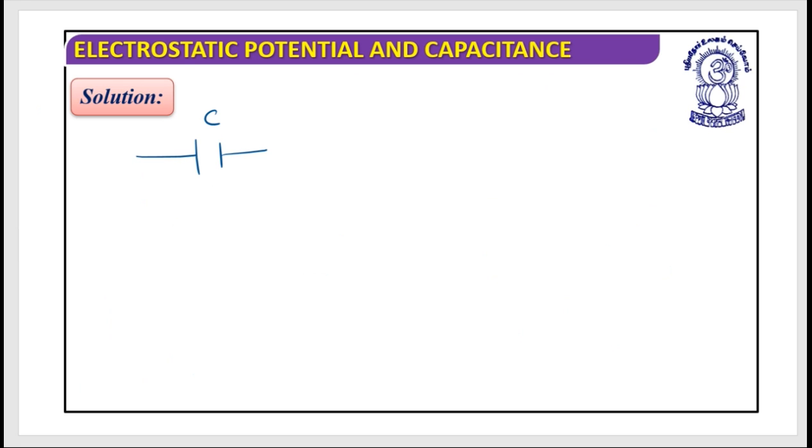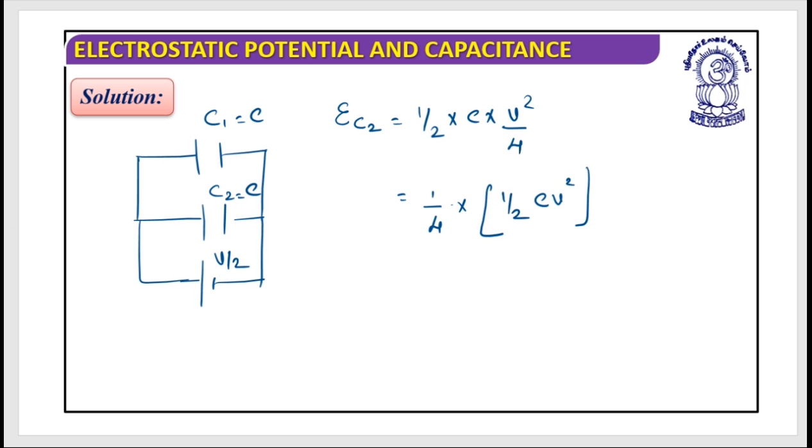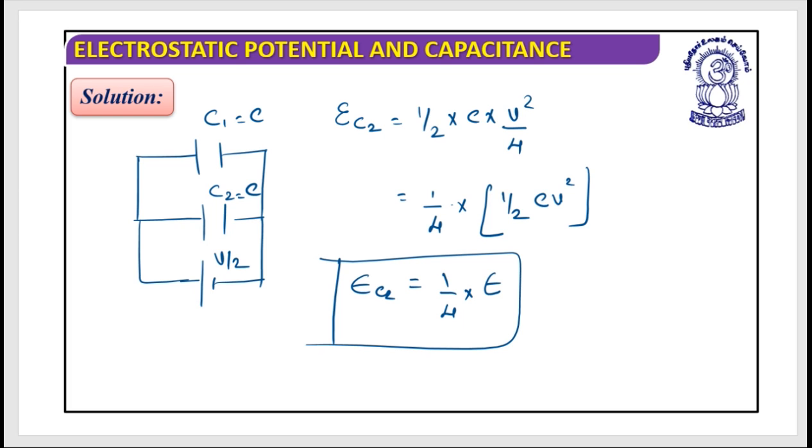So if it has been charged to a potential of V by 2, the situation would be something like this. This is C1, value C, this is C2, value C, and we can assume that C2 has been charged with a potential of V by 2. So energy stored in the C2 capacitor is equal to half into C into V square by 4. This is equal to 1 by 4 multiplied by half C V square. It would be 1 by 4 times E. This is the energy stored in capacitor 2. That's it. What was your answer? Is it the same? Great work. Ready for the next question?